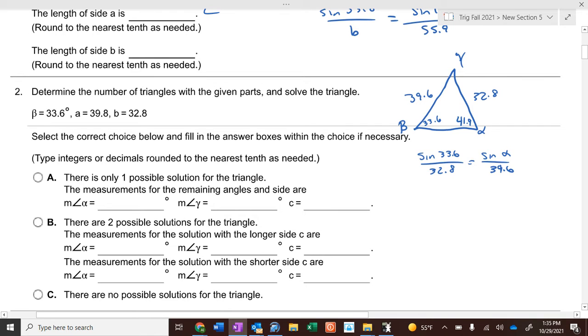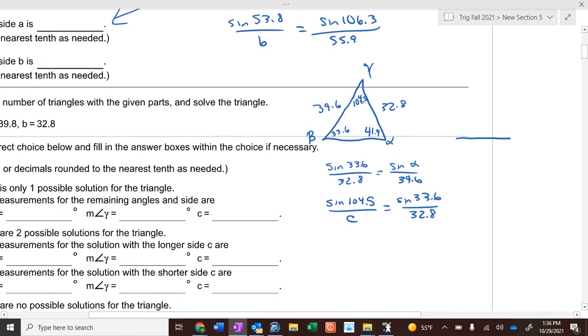Okay. Then you take 180 minus 41.9 minus these two to get angle gamma up top. So this is 75.5. So it's 104.5 for that one. And then to figure out C, it's the sine of 104.5 over C equals the sine of 33.6 over 32.8. Okay? Then you draw your obtuse triangle.